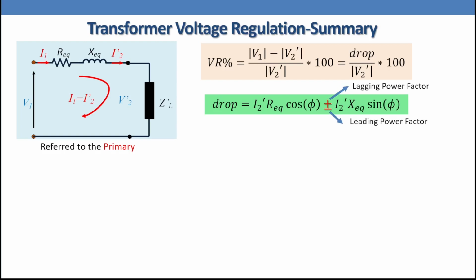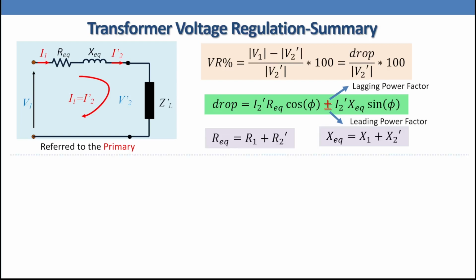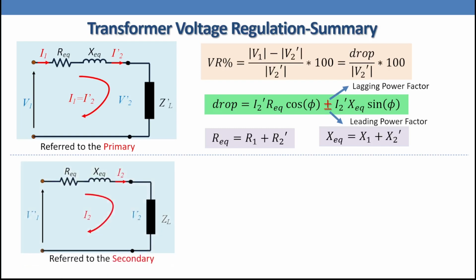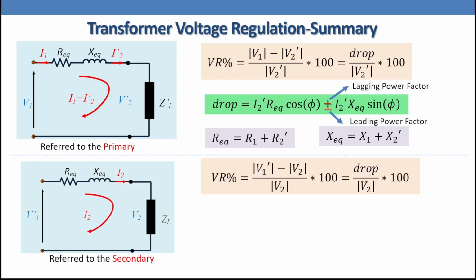If it's unity power factor, cosine phi equals 1 and sine phi equals 0, so the reactive part is 0. So what is R equivalent? R1 plus R2 dash, and X equivalent equals X1 plus X2 dash. In case the circuit is referred to the secondary, the voltage regulation is V1 dash magnitude minus V2 over V2 multiplied by 100, equals drop over V2 multiplied by 100.